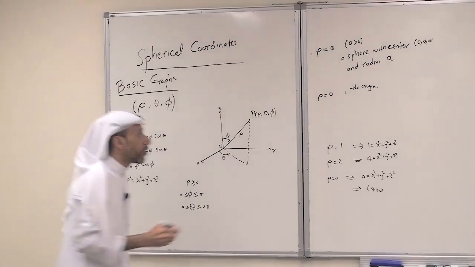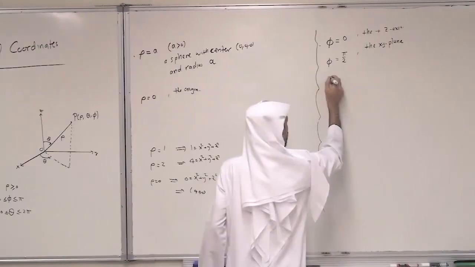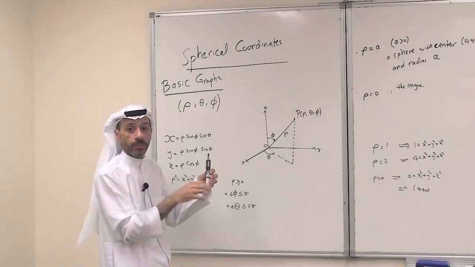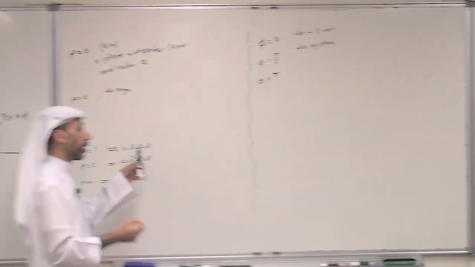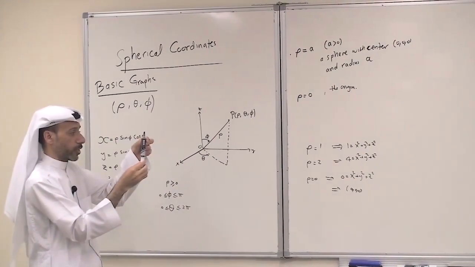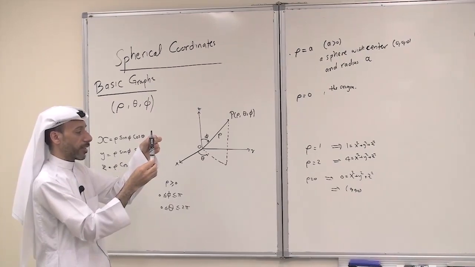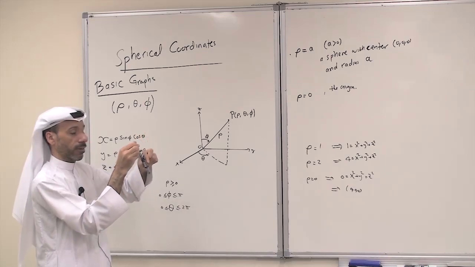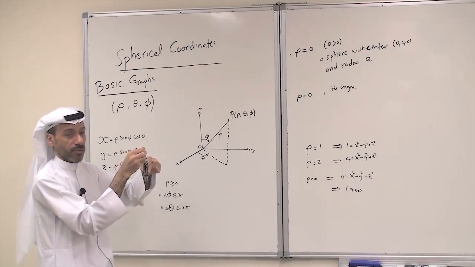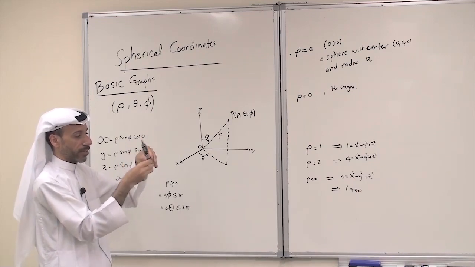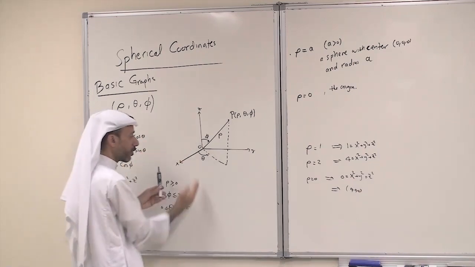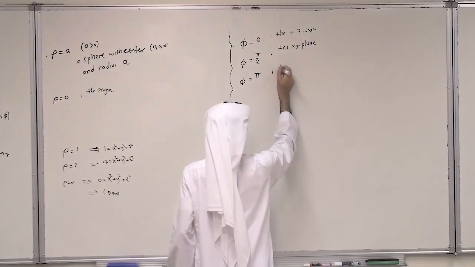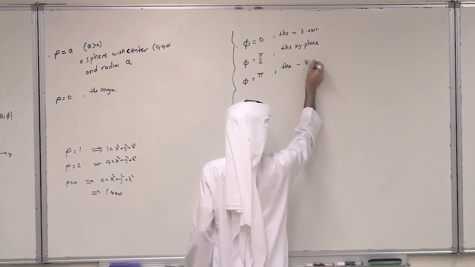What about phi equals pi? Now you find the points whose angle phi equals pi. Again, you move from the positive z-axis, an angle of pi. Rotate an angle of pi and we get the negative z-axis. And you go in any direction, always you will reach the negative z-axis. So this is the negative z-axis.